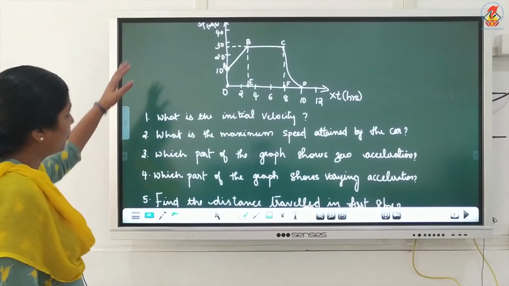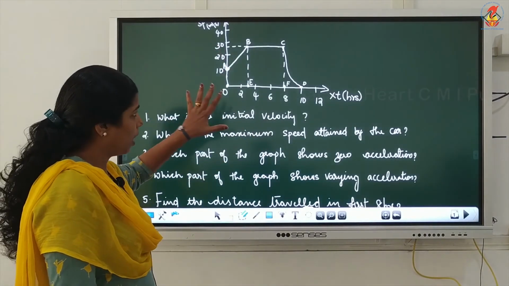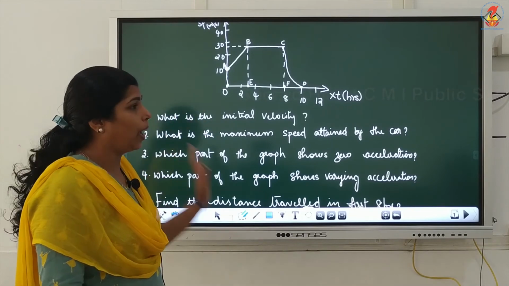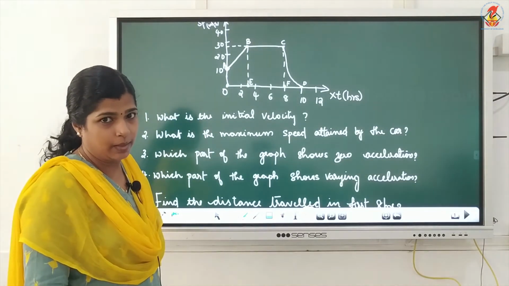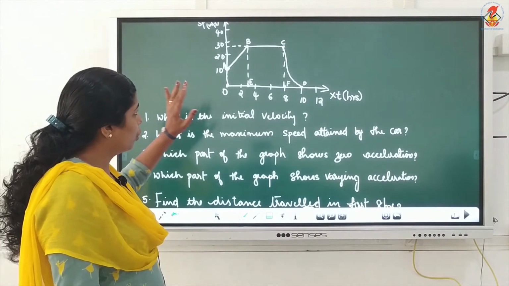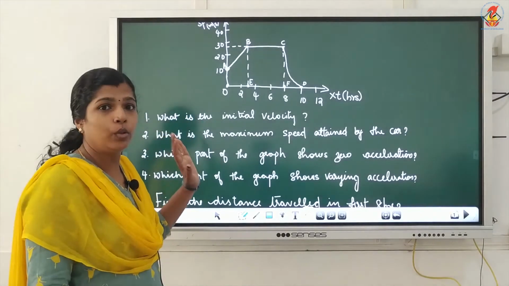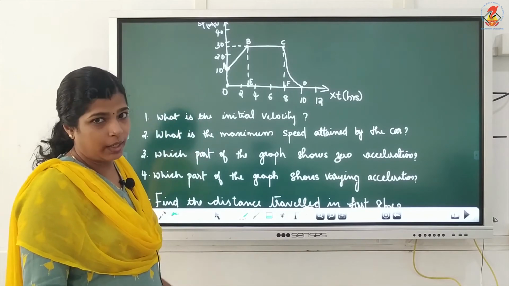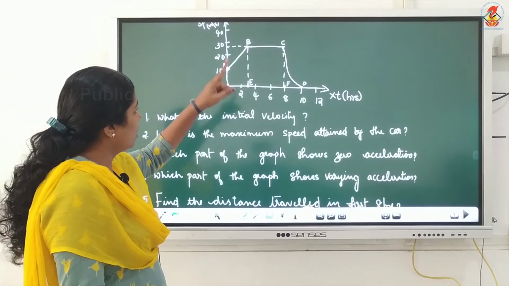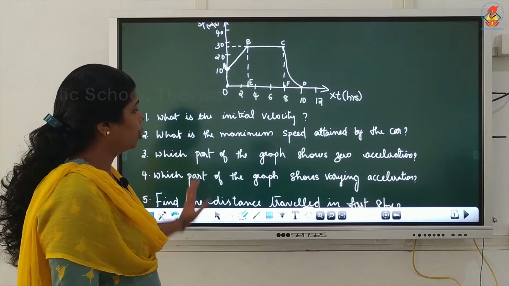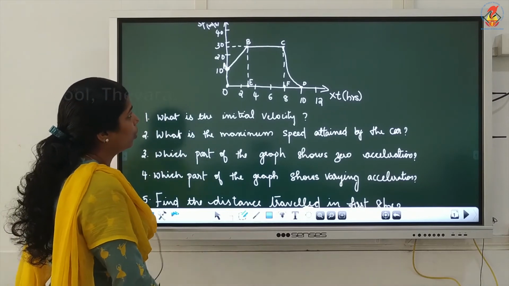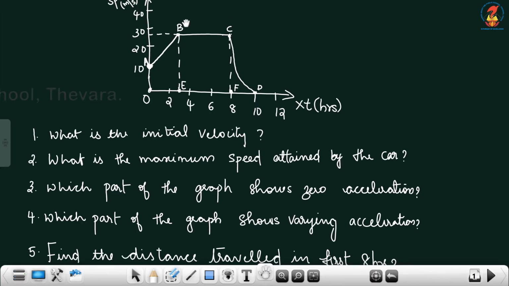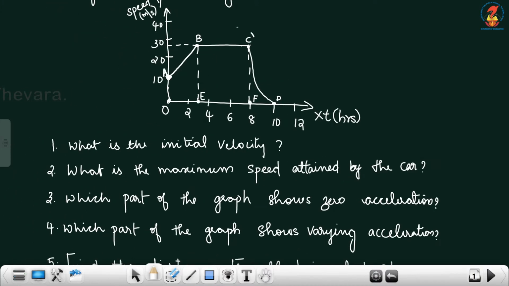So, in this graph, which portion is parallel to time axis? It is a straight line parallel to the time axis. So, in this graph, which portion is parallel to time axis? That is this portion. This portion is parallel to time axis.